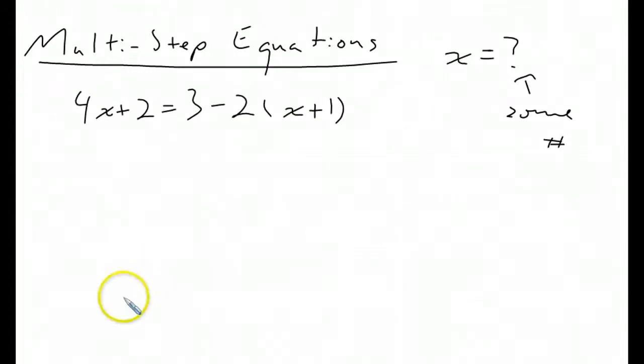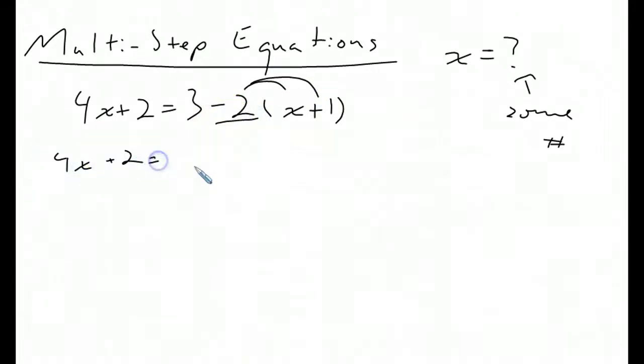Looking at another example now. Again, I notice that I have parentheses. So once again, what I want to do is distribute the 2 to both terms, but notice it's a negative 2 that I want to distribute. So I'm just going to rewrite this other side. 4x plus 2 equals 3. Negative 2 times x is minus 2x. Negative 2 times 1 is minus 2.